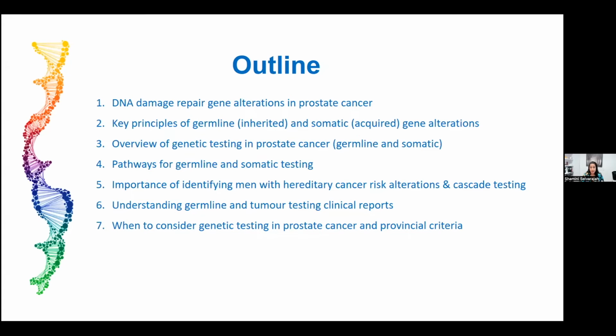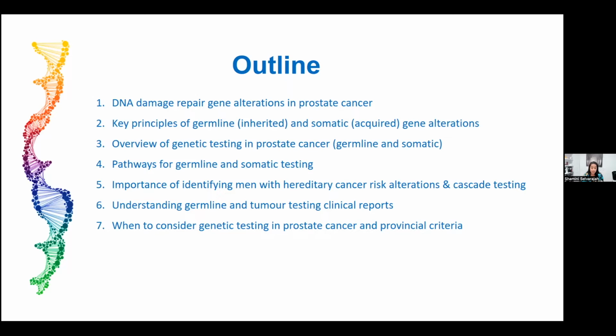Okay, so basically, during the course of this talk, I'm going to first start off with a very brief overview of DNA damage repair alterations in prostate cancer. And then I'll go on to talk about some of the key principles in germline or inherited alterations, as well as somatic, or acquired alterations. And then I'll give an overview of genetic testing in prostate cancer, what kind of modalities are used. I'll also touch on the pathways for these two different types of testing, and focus on the importance of identifying men with hereditary cancer risk, as it has implications not only for the patient themselves, but also for their family in the form of cascade testing.